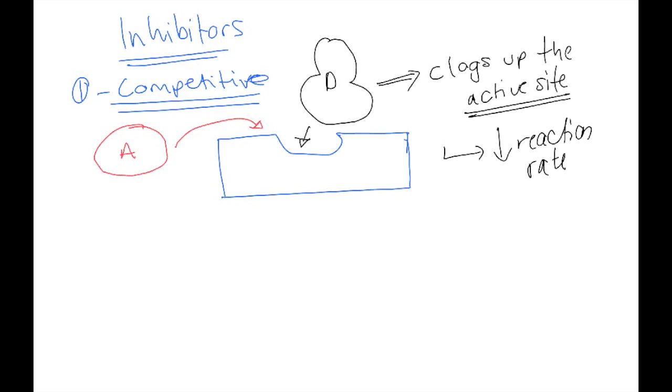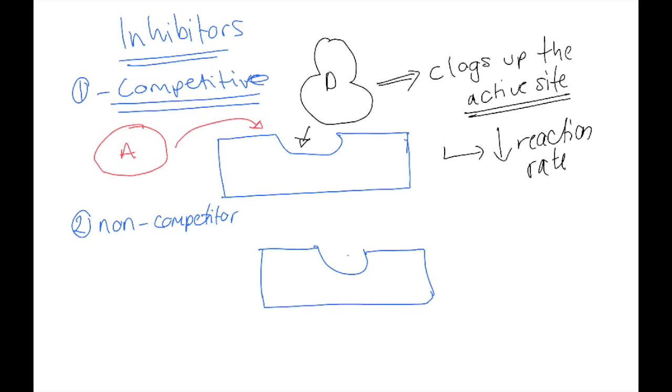catalyze the reaction. The second type is a non-competitor, or non-competitive inhibitor. So a non-competitor is not going to fill our active site. Remember, this is our active site. So it's not going to fill our active site, but we actually might have a different area on the enzyme. So we might have something in this corner where we get a molecule joining here, and that actually causes a change to the active site.